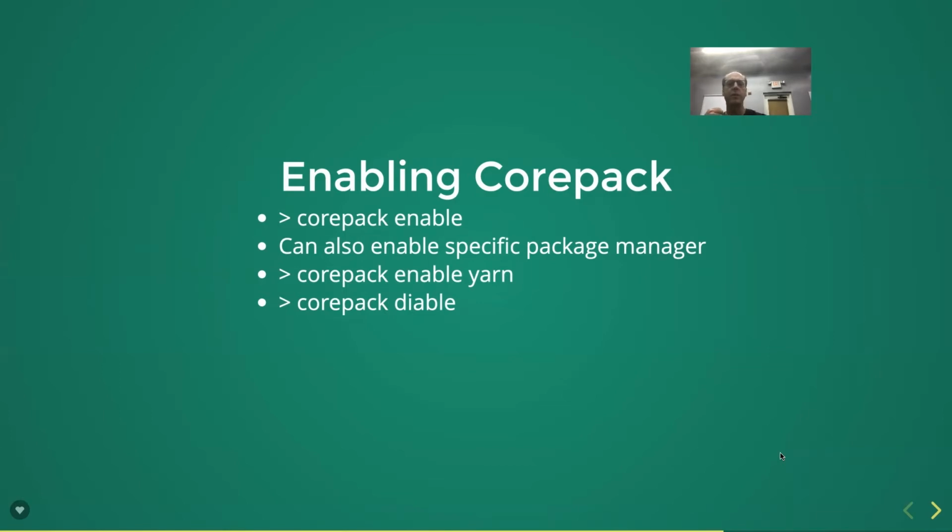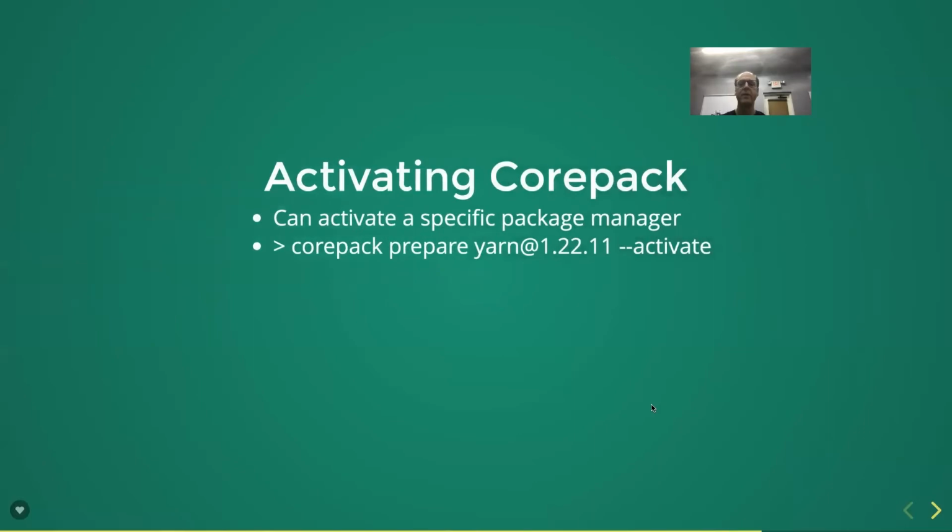So if you want to enable a specific package manager, you can just say that you want to enable PNPM or enable Yarn. And you can also disable. I have that misspelled here for some reason, but I will fix that before I post the slides. To activate Corepack, you can do that very easily by using the prepare command, and you can prepare a specific version of a package manager, but you can also do all of them at the same time. So if you want to support all of them, you can prepare all of them as well.